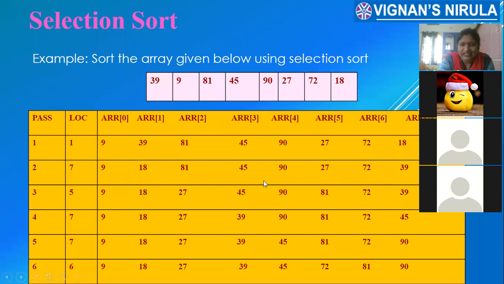What is the unsorted array? 45, 90, 81, 72 and 39 are in the unsorted positions. Okay. Now during the next pass, the smallest element has to be taken as initially 45, and the location has to be taken as 3.